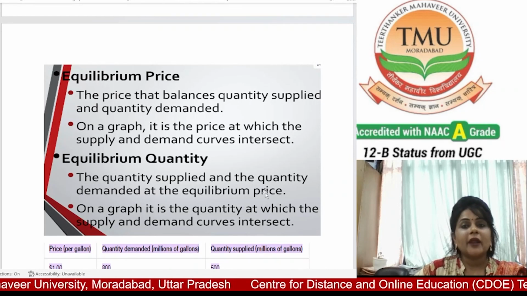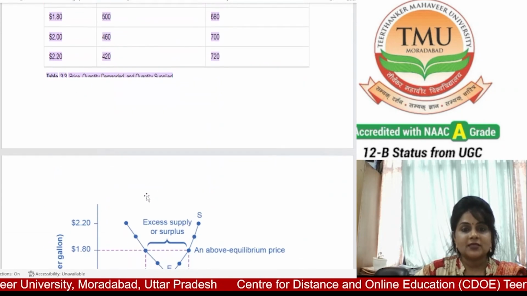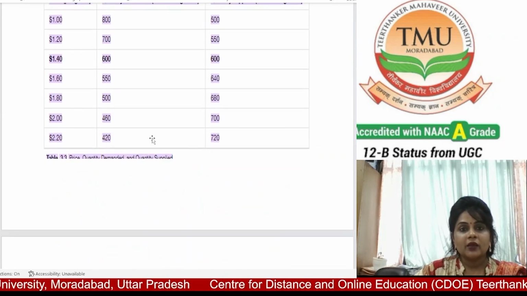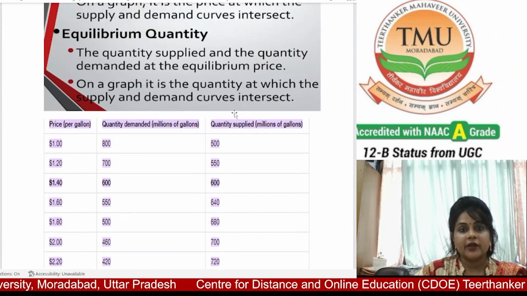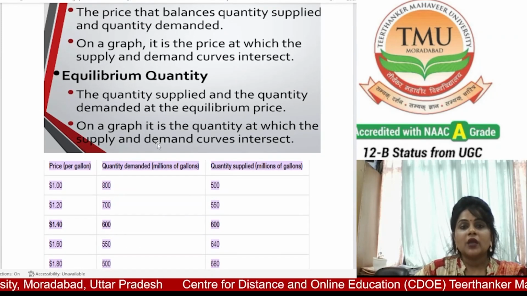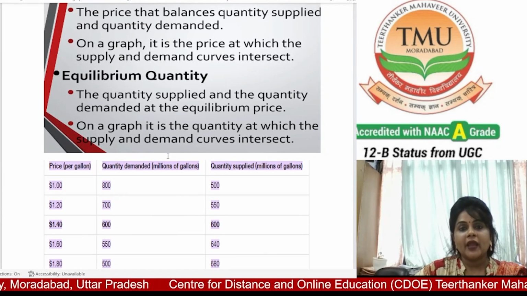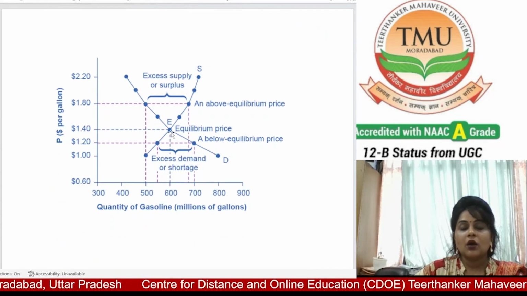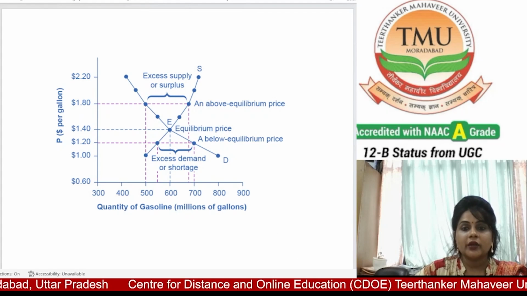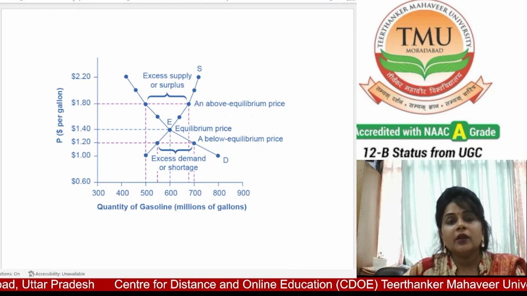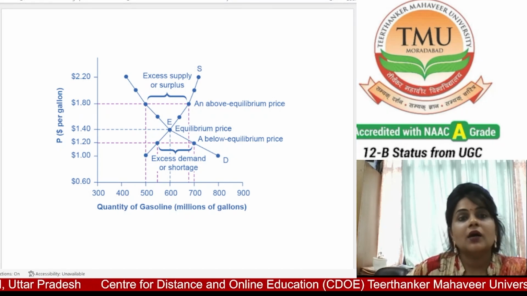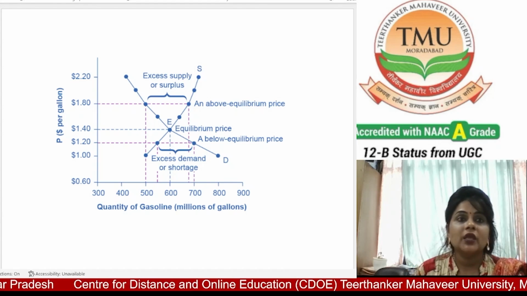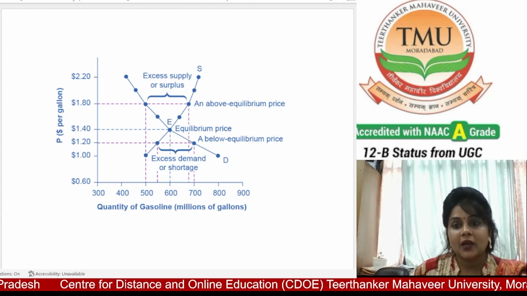Equilibrium quantity is the quantity supplied and quantity demanded at the equilibrium price. It is the equilibrium supply and equilibrium demand. Here it's 600, 600. Equilibrium on the graph is the quantity at which the supply and demand curves intersect each other. It is the equilibrium price, it is the equilibrium quantity, and it is the quantity demanded. I hope students you well understood what is the excess demand, what is the excess supply, and how they can get equilibrium in the market.